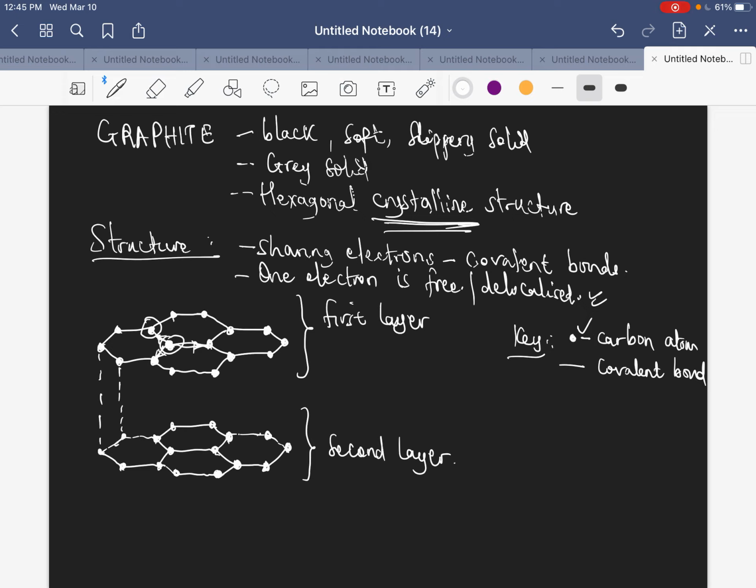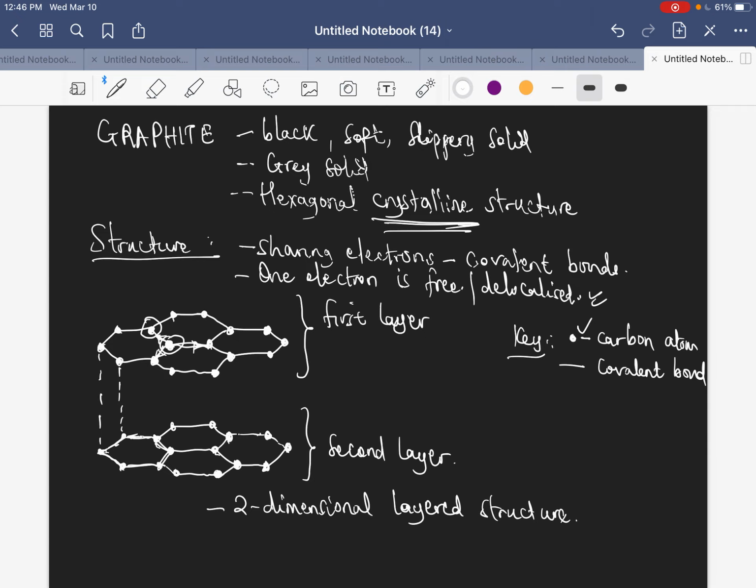Next, these different carbon atoms form hexagonal rings. A hexagon is a 6-sided figure. 1, 2, 3, 4, 5, 6. 6-sided figure. So we say that the structure of graphite is a 2-dimensional layered structure.